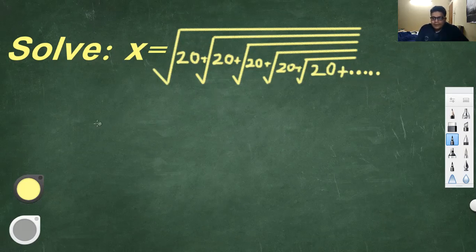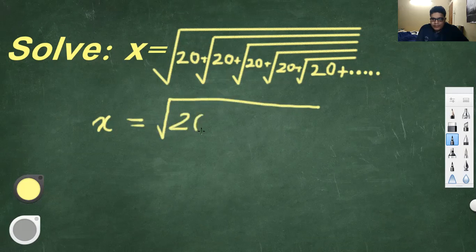So it's very easy that x equals root over 20 plus, and since after 20 plus it is again root over 20 plus root over 20, it keeps on going, so it doesn't make a difference, right? So I can again write this part as x, it won't make the difference. I'm just keeping a 20 out. So now, what do we have? We have x equals root over 20 plus x.